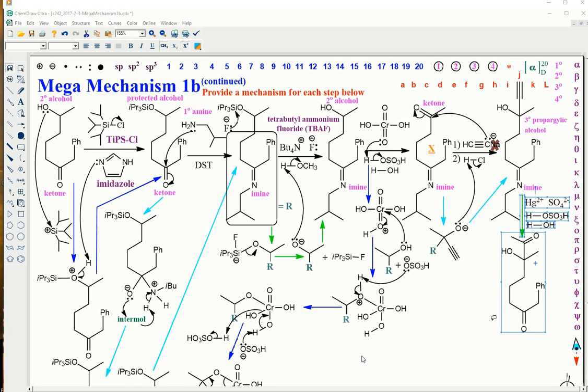Propargylic alcohols are like allylic alcohols. I realize now we have room for more mechanisms. So I'm going to do oxymercuration protonolysis of a terminal alkyne as we studied in chapter 7 to generate a ketone. Here's your terminal alkyne, here's your ketone, and let's do it.